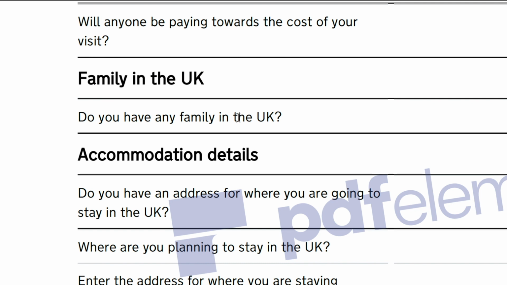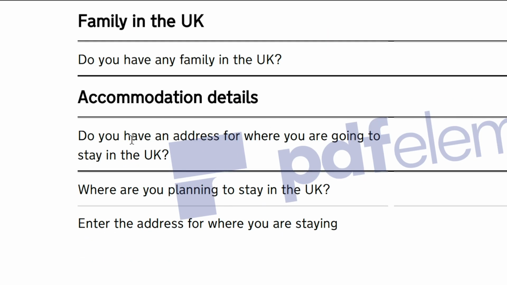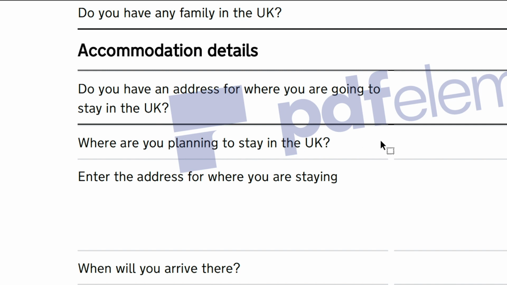Do you have family in the UK? Yes or no. Accommodation details. Do you have an address for where you are going to stay in the UK? This is where I said you have to either provide a hotel or an Airbnb, or if you're staying with family, you have to provide the address. Where are you planning to stay in the UK?